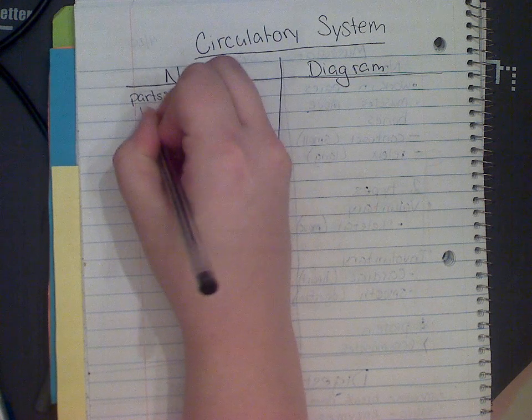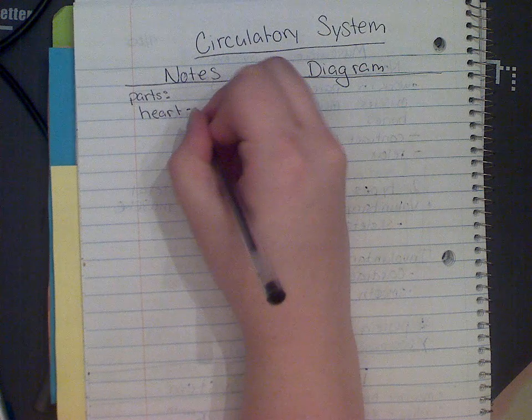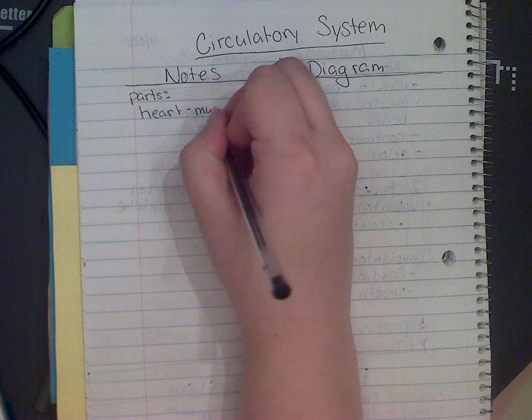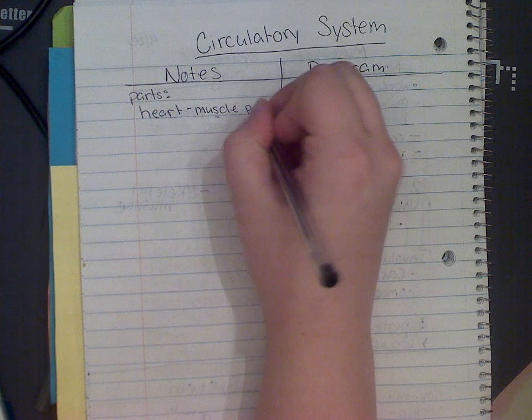First we have the heart. The heart is actually a muscle. It's one of those that is involuntarily controlled, and it's a muscle that pumps blood.